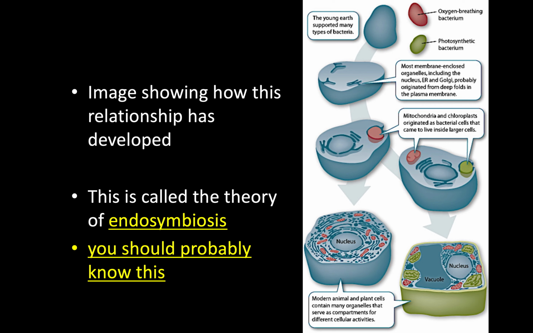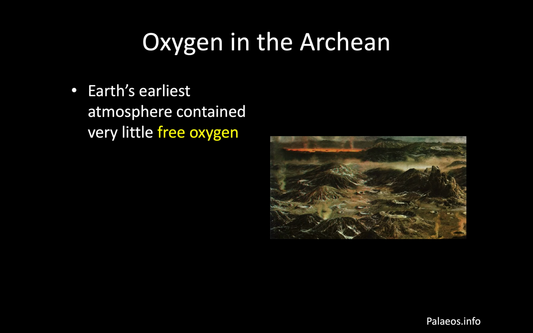So when we talk about the idea of going from prokaryotic cells to eukaryotic cells, the idea is that one prokaryotic cell essentially swallowed another cell, and that relationship persisted into making eukaryotic cells. This is called the theory of endosymbiosis. Endo means inside, symbiosis means a relationship between two organisms. And you should definitely know this.